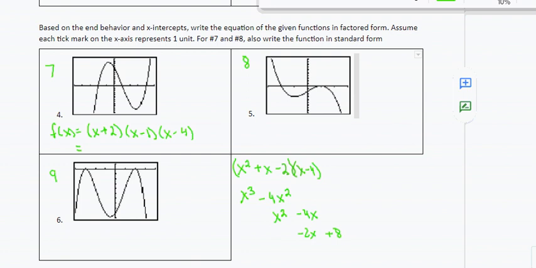So combining all of our like terms, notice how I get my columns there. We have x cubed, -4x squared plus x squared is plus 3x squared. -4x minus 2x is -6x, and then our plus 8.